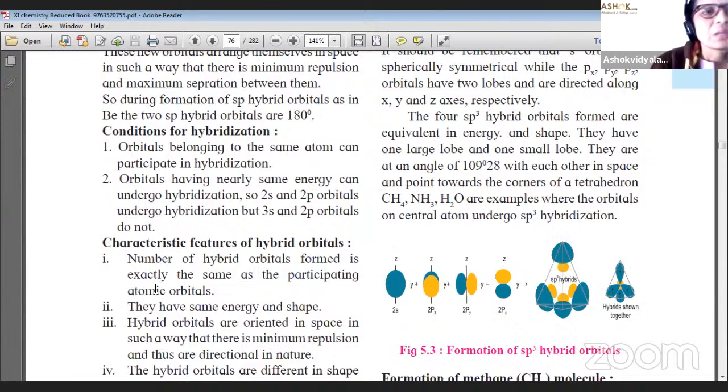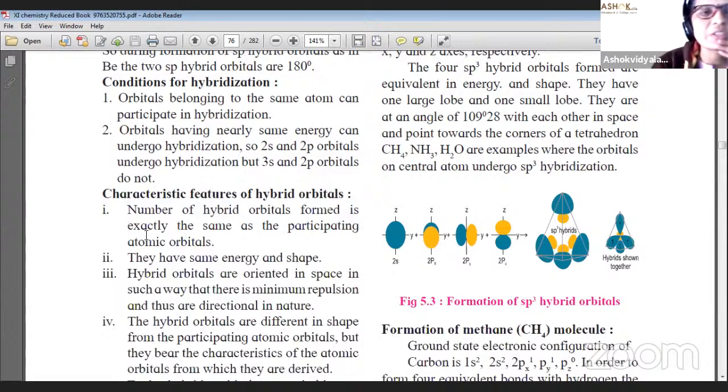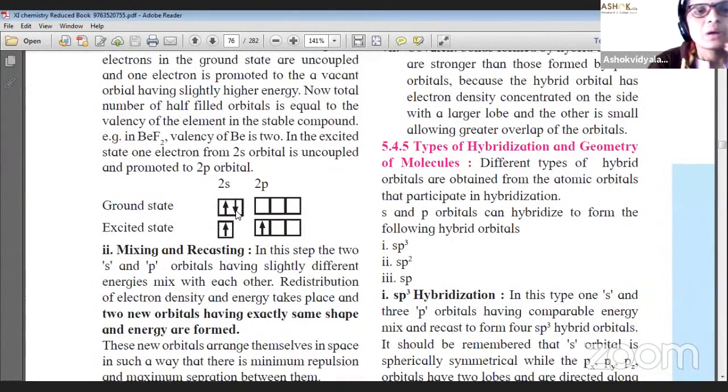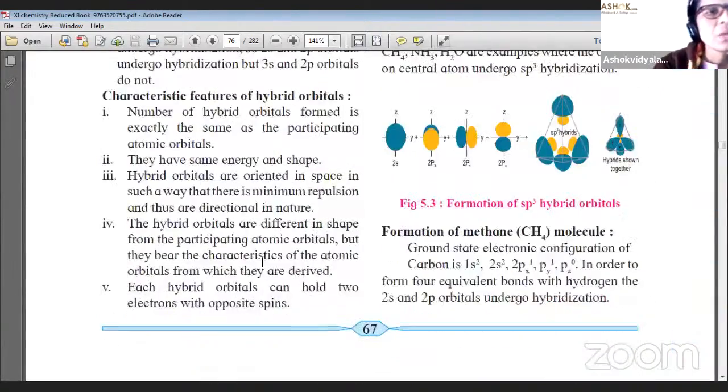Then we'll see the characteristic features of hybrid orbitals. The first important characteristic feature is that the number of hybrid orbitals formed is exactly the same as the number of participating atomic orbitals. You can see the example. The number of hybrid orbitals is 2 and participating orbitals are also 2, that is 2s and 2p. 2 atomic orbitals are participating, so the number of hybrid orbitals is also 2. Then they have the same energy and shape.